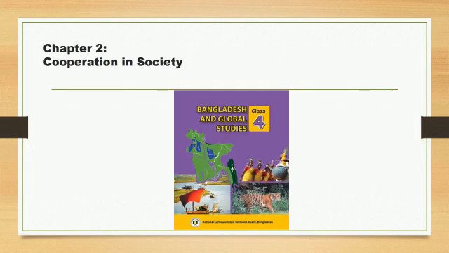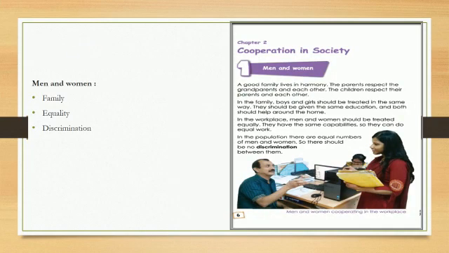So the chapter is chapter 2, cooperation in the society. The first part of this chapter is men and women. Here are some key points I have written for you about this chapter. A good family lives in harmony, the parents, the grandparents, and each other. The children respect their parents and each other.